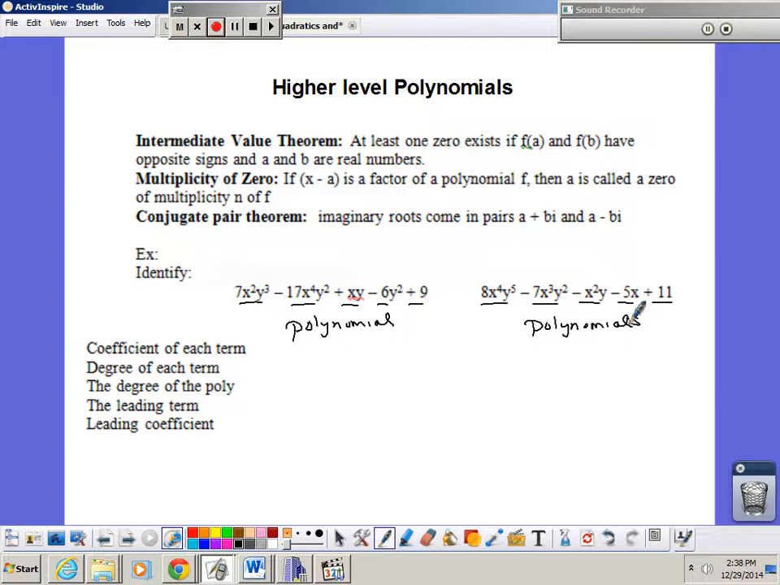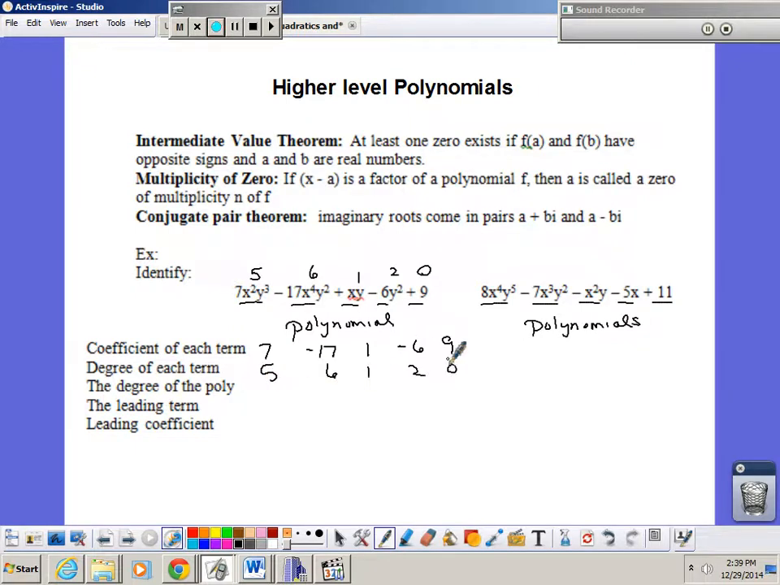Okay. The coefficient of each term. This is a 7. This is a -7. This has a 1. This has a -6, and this has a 9. The degree of each term. To find the degree, you add up how many variables you have in each term. So this has 2 x's and 3 y's, so this has a degree of 5, 4 and 2 degree of 6, 1 and 1 a degree of 1, 2, 0. Okay, so I have degrees of each term 5, 6, 1, 2, and 0.